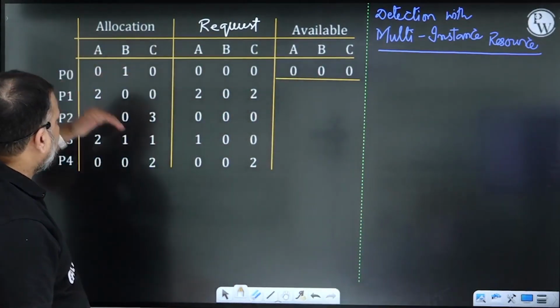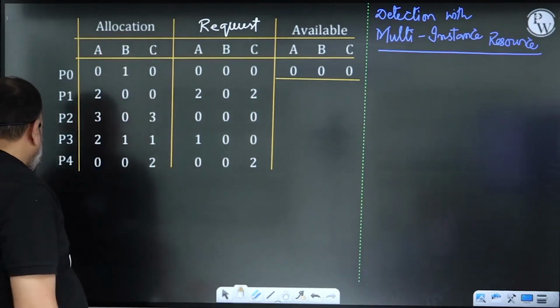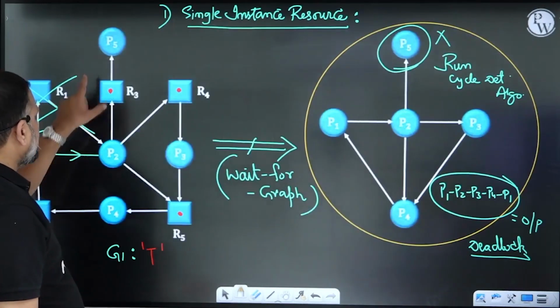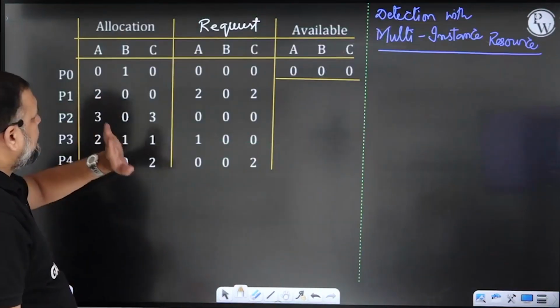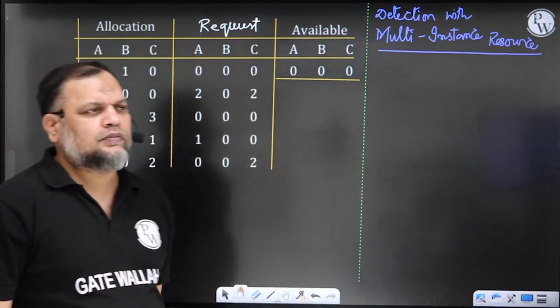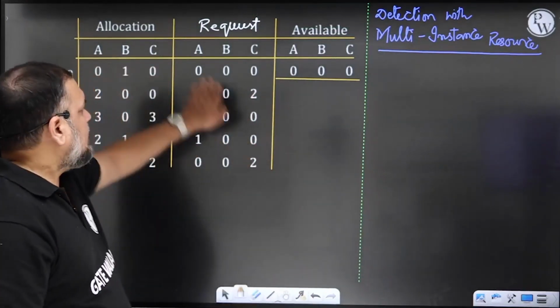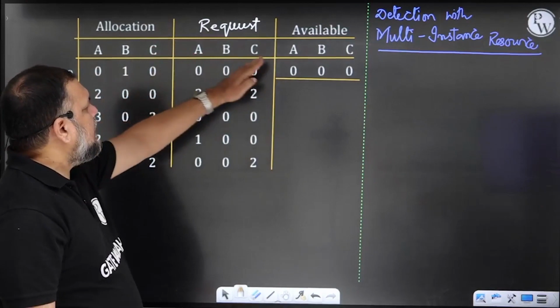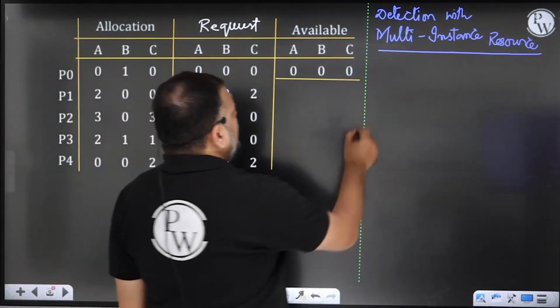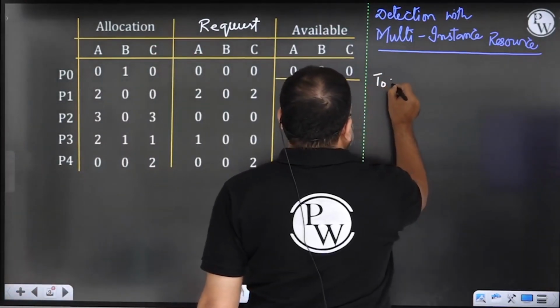What is my current allocation and current request, just like the previous diagram you observe, current allocation and current request, that's it, the same. There is nothing like need or maximum here. So what is my current allocation, is there any request, and what is the availability? So this is the situation at time t0.